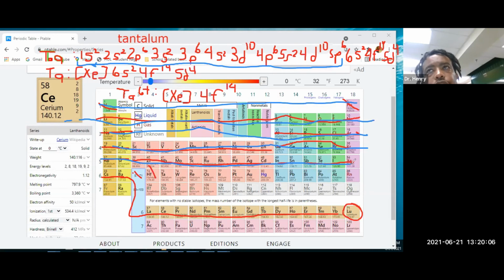So you always go to the nearest noble gas before the element that we're looking at. We're looking at TA, the nearest noble gas before the element TA is XE. So we're going to use that. All you're saying is that we have all the electrons that XE has in brackets. That is called your core, and that core basically means those electrons you don't want to mess with. They're like in savings. They're not going to be involved in bonding at all.